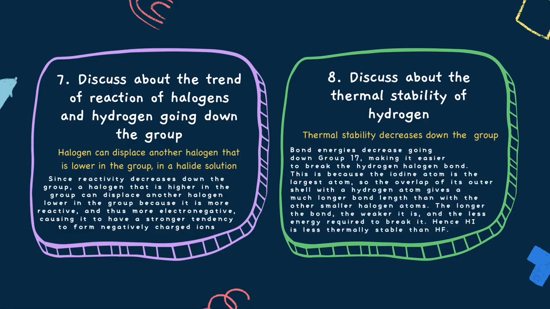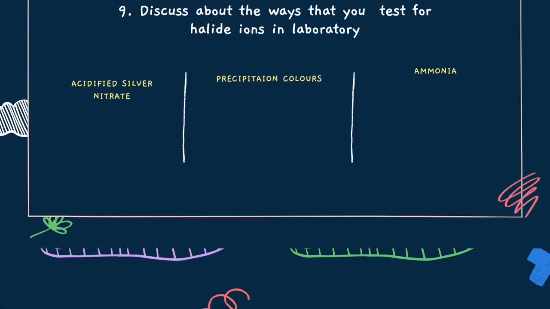Thermal stability decreases down the group. Bond energies decrease down group 17, making it easier to break the hydrogen-halogen bond. This is because the iodine atom is the largest atom, so the overlap of its outer shell with the hydrogen atom gives it a much longer bond length than with the other smaller halogen atoms. The longer the bond, the weaker it is, and the less energy required to break it. Hence, hydrogen iodide is less thermally stable than hydrogen fluoride.